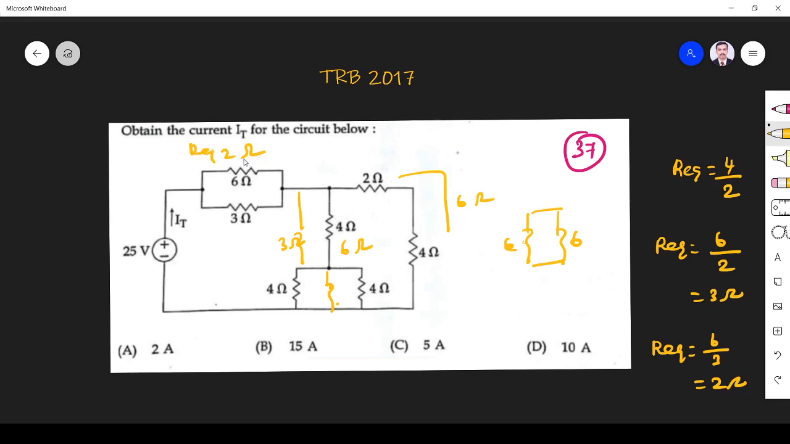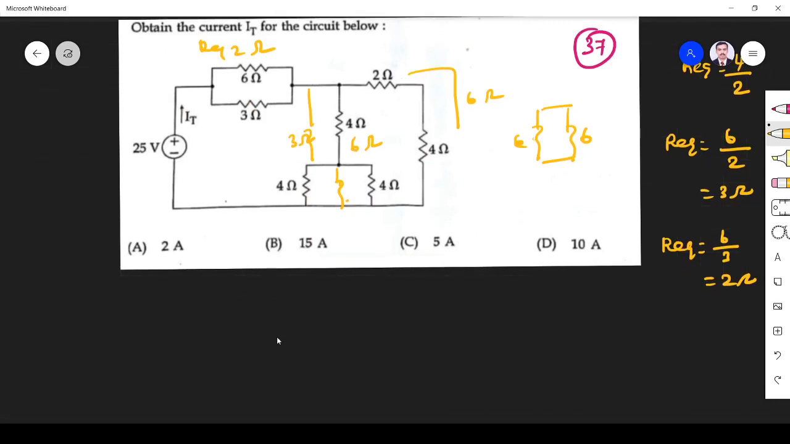This is 3 ohm. So 3 plus 2, 5 ohm, right? So simply we can find R equivalent is equal to 5 ohm. So I is equal to V by R, so 25 by 5, 5 ampere. So the answer is 5 ampere. Okay, option C is the right answer.